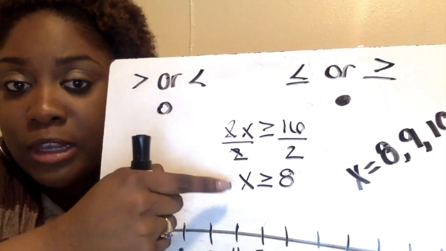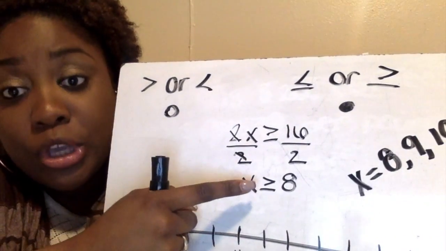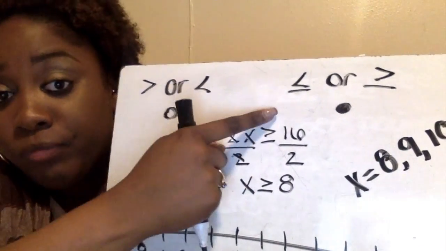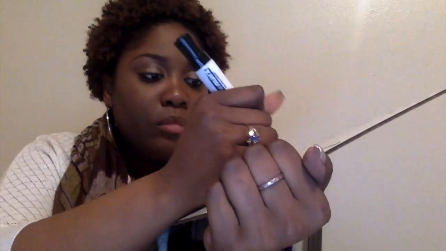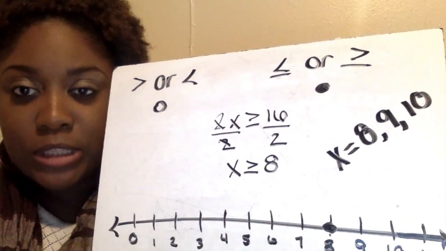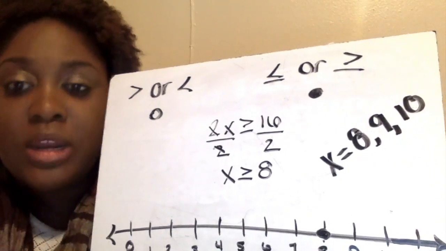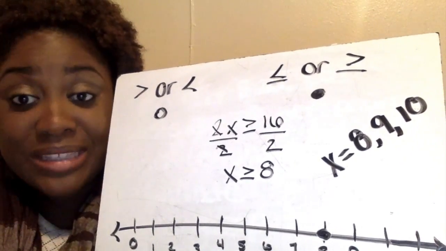So we've already solved it. So we know that x is greater than or equal to 8. So we're going to go to 8, and what kind of dot are we going to put? We're going to put a closed one. And then we've already figured out the numbers that can satisfy this inequality. So we know that 8, 9, 10, 11, 12, up until infinity can satisfy this inequality.